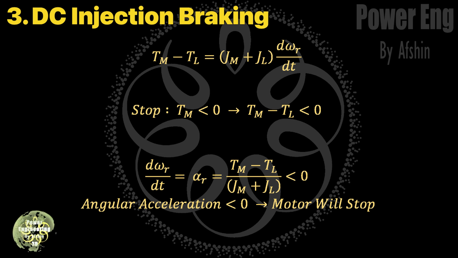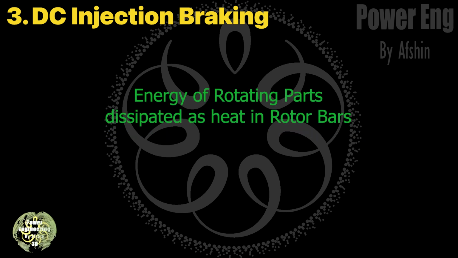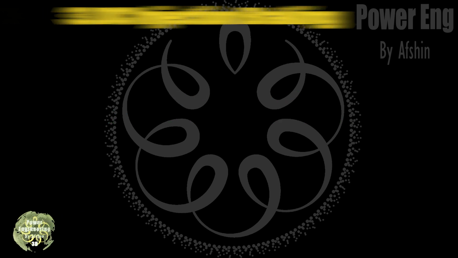The VFD must control the stator current throughout the process. One advantage of this method is the rapid stopping due to the generated negative torque. However, this also causes heat buildup in the rotor, as most of the system's kinetic energy is converted to heat.